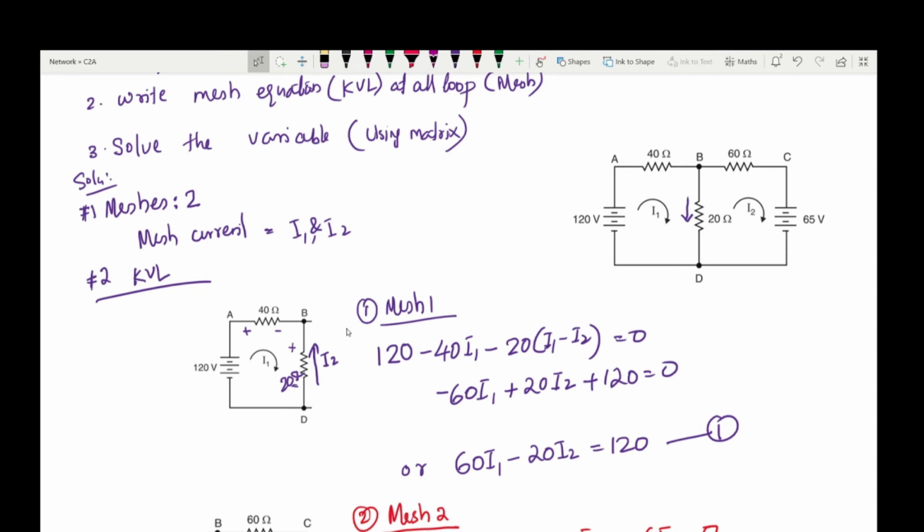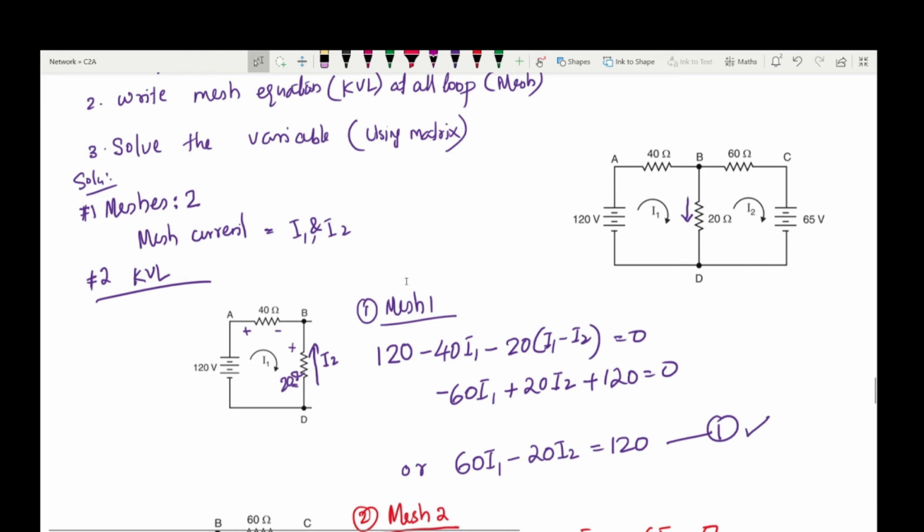Then the second point polarity is minus 20 into what is the current? I1 minus I2, which is equal to 0. That is the KVL equation in mesh 1. So when we are separating the coefficients of I1 and I2, here minus 40 is there, here minus 20 is there. So the total coefficient of I1 is minus 60, and corresponding to I2 the coefficient is 20, and this is 120. When we rearrange, we can write this equation as 60 I1 minus 20 I2 is equal to 120. Say this is your equation number 1.